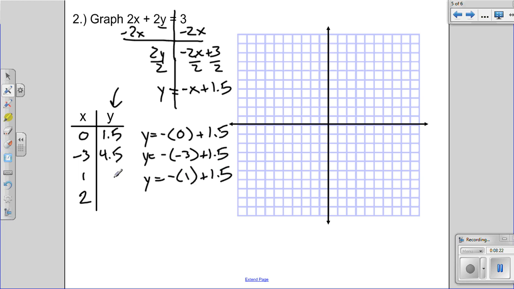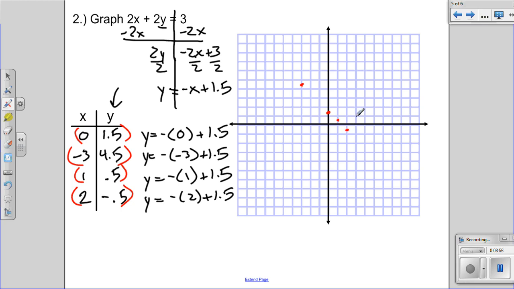The next one here, I'm going to plug in 1. What's -1 plus 1.5? Just 0.5. And we're going to finally plug in 2. So this is -0.5. Again, these are all ordered pairs. Now, we can graph fractions. We can graph decimals. We have 0 and 1.5, so we'll go up 1.5 squares. -3, comma 4.5. 1, comma 0.5, and 2, comma -0.5.